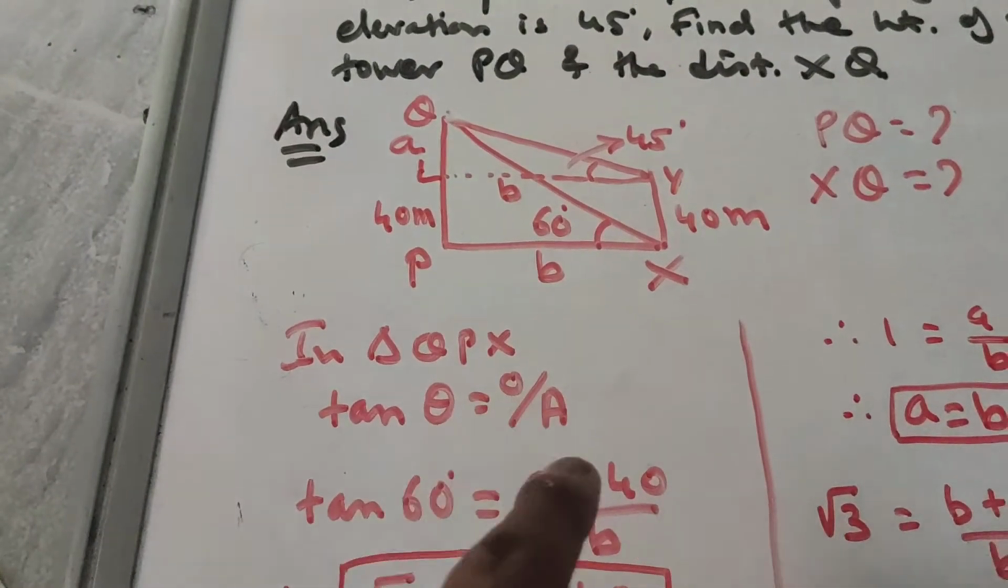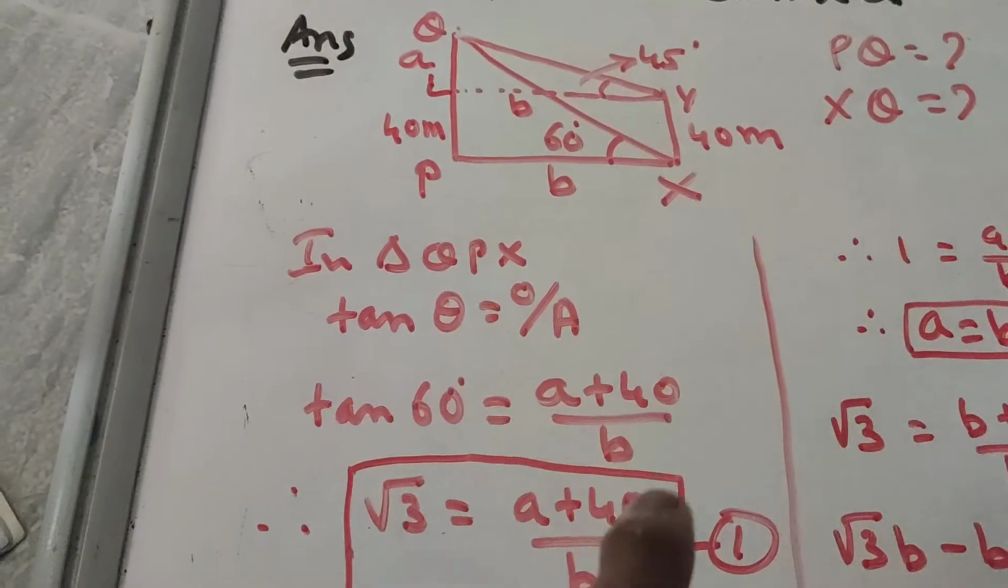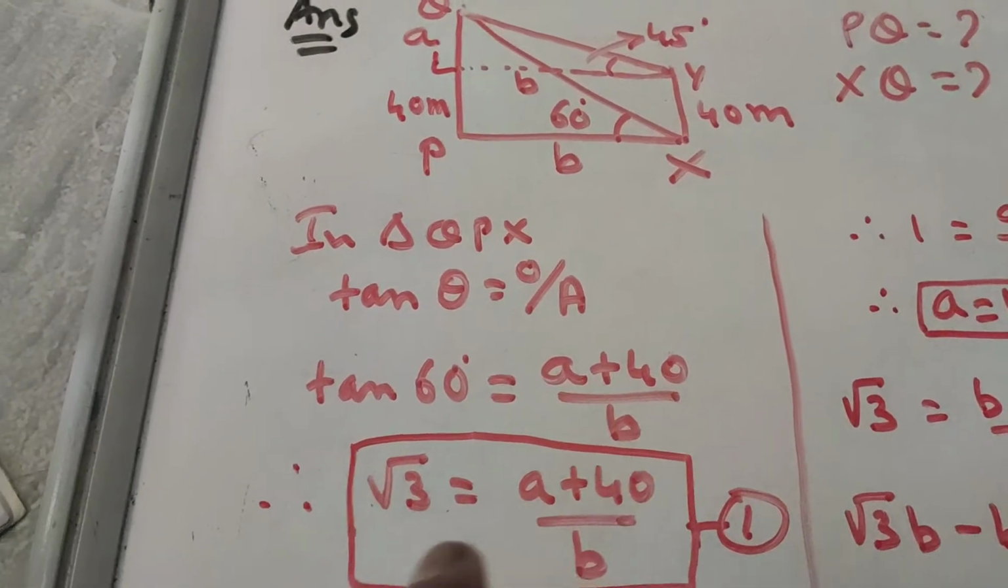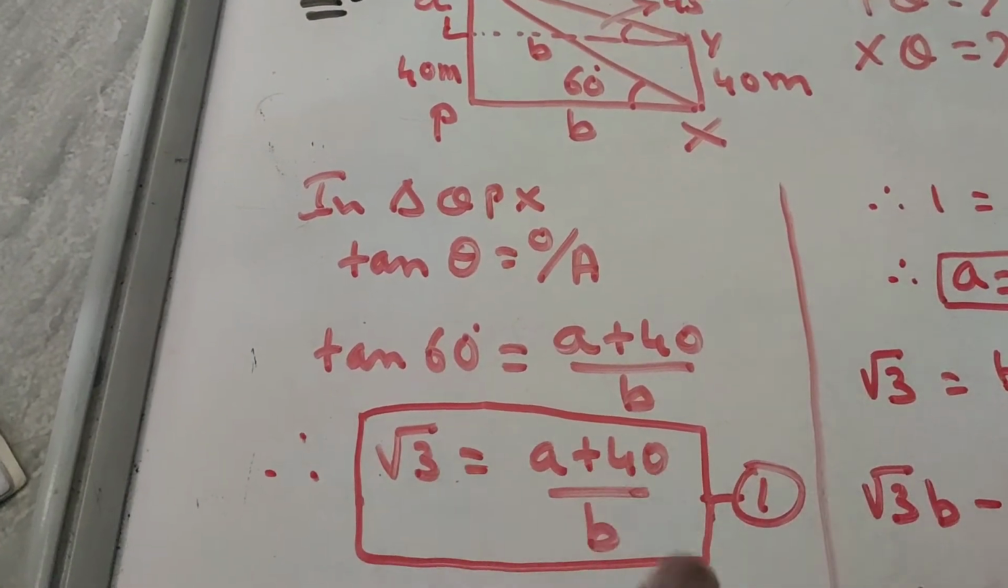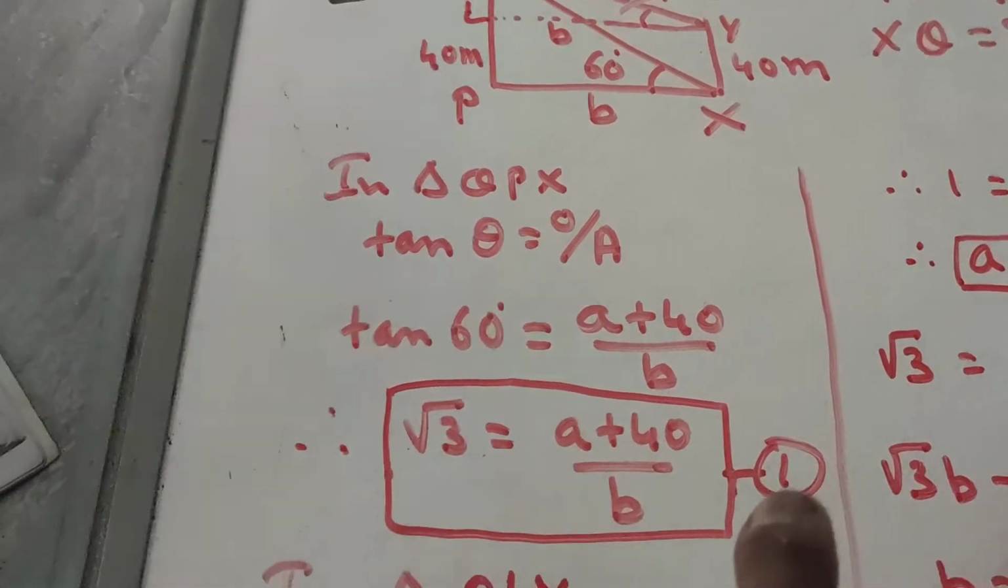So let us work it out for QPX. Tan theta is equal to opposite upon adjacent. Tan 60 is equal to A plus 40 upon B. Now tan 60 is root 3, which is equal to A plus 40 upon B. That is our equation number 1.